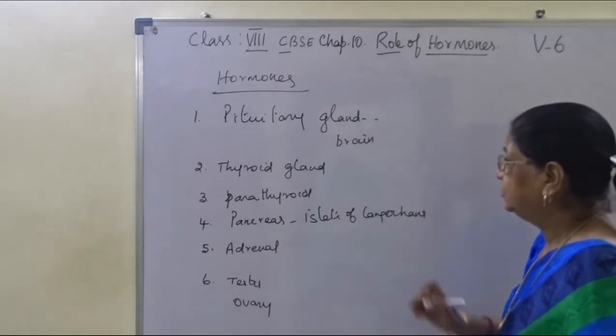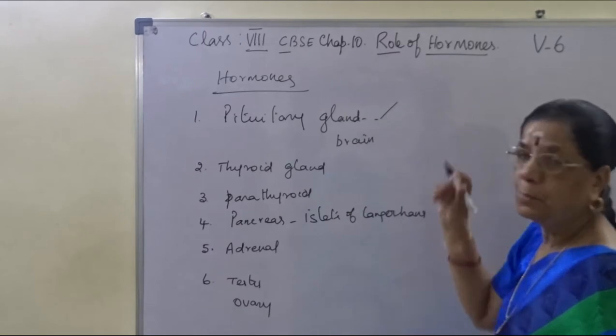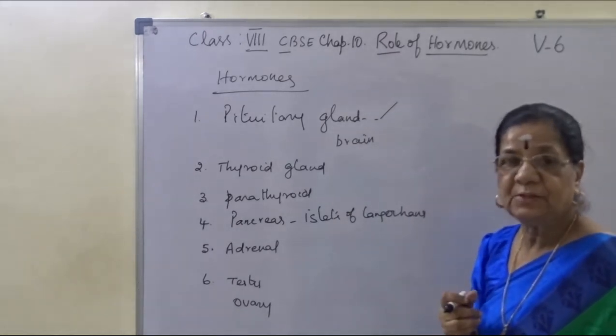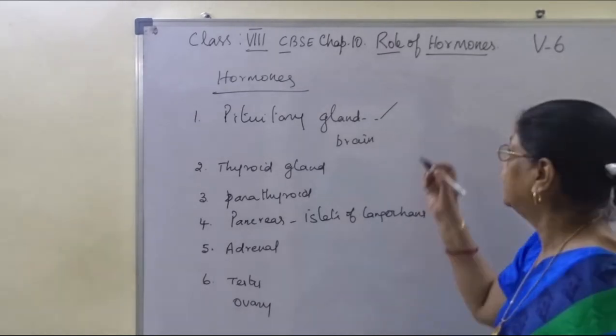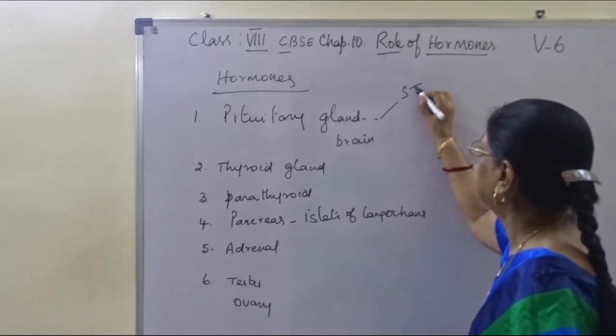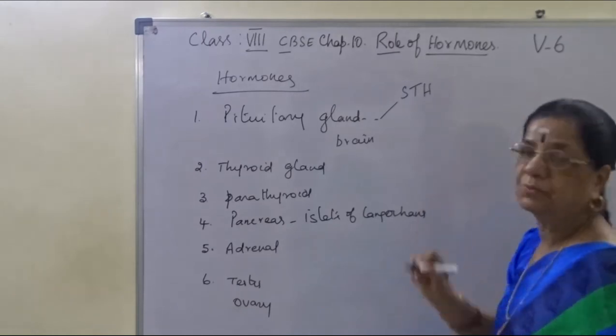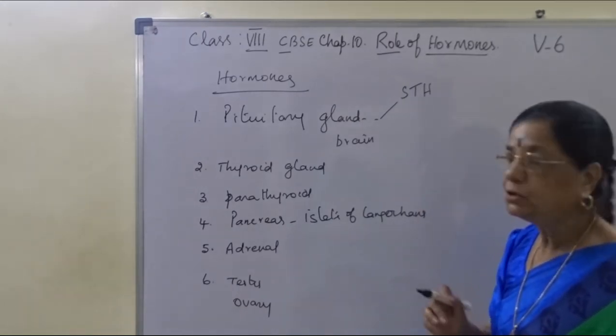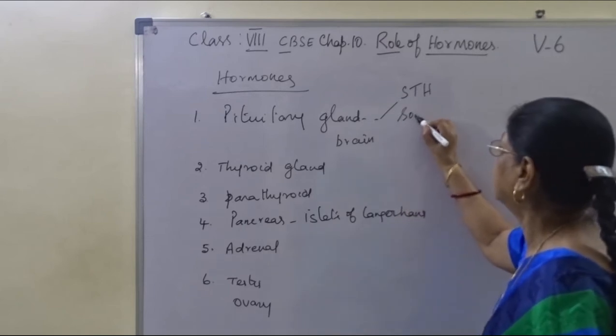Now the pituitary gland is the master gland present at the base of the brain, and it is called the master gland because it secretes somatotropic hormone, that is called growth hormone.